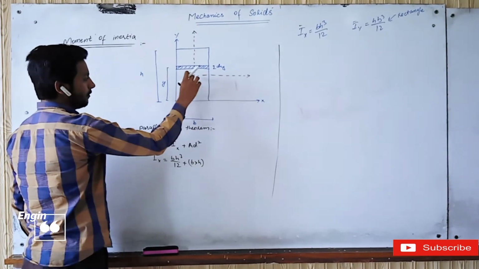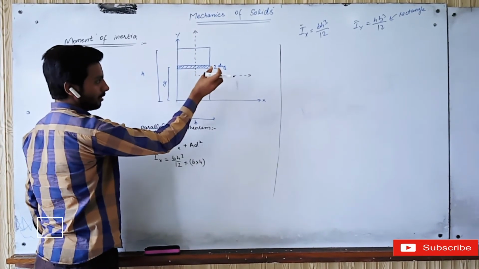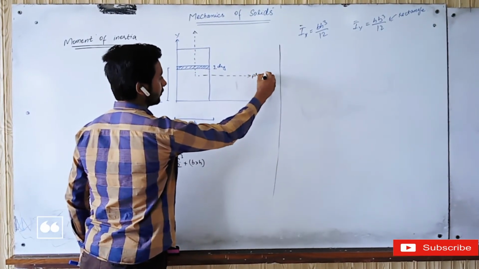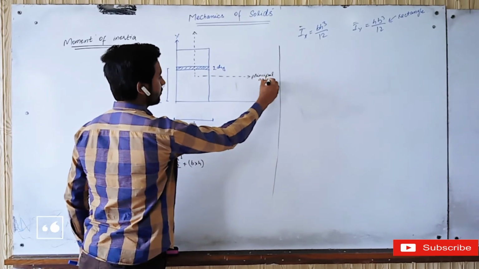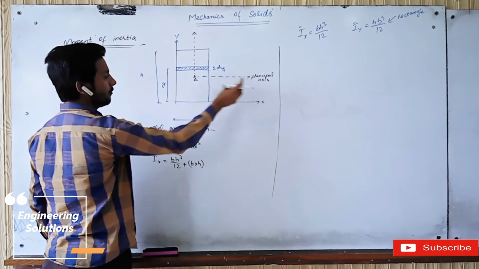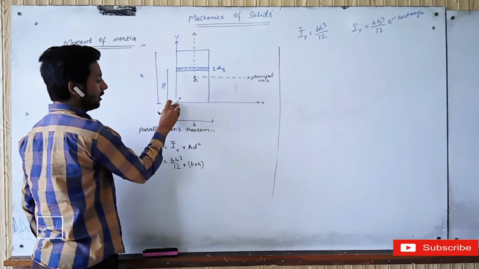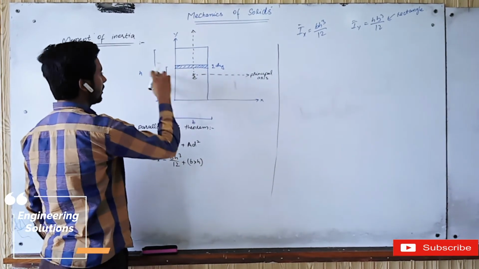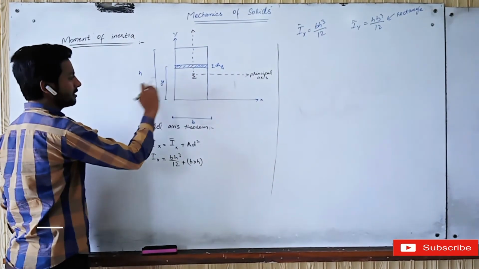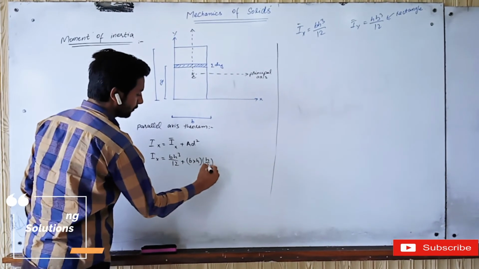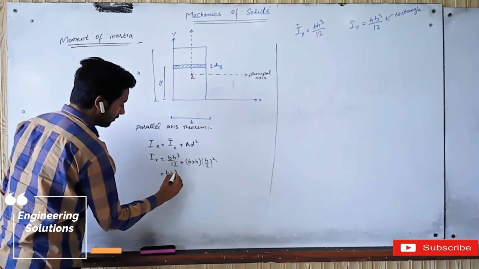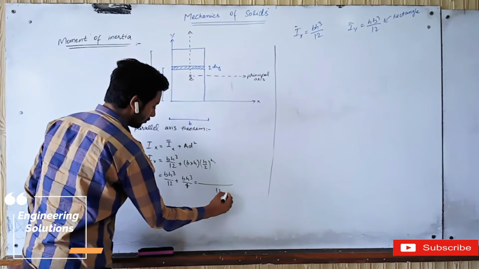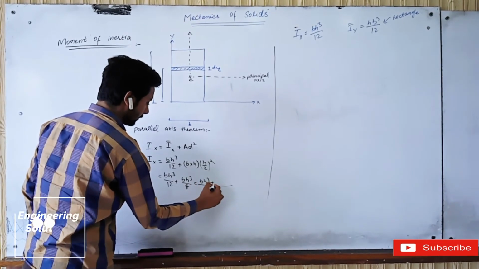We have the moment of inertia about this principal axis, which is passing through the centroid, and we are going to calculate it about the base axis. The distance between these two axes is D, and D is equal to half of h, so it will be h by 2 square. Bh cube divided by 12 plus bh cube divided by 4 will be equal to 4 bh cube divided by 12, that is bh cube divided by 3.